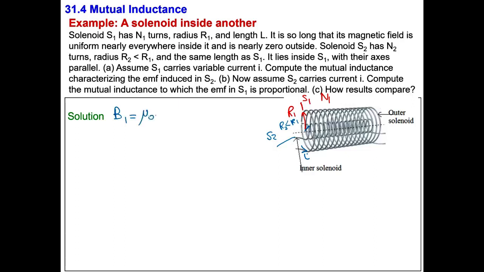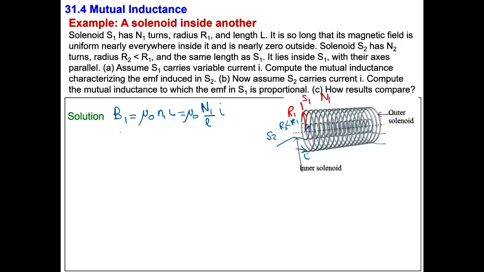It's mu0 N1 I, and let's use I. So this is mu0 N1 divided by L times I. This is the magnetic field that is caused by this current flowing. So it's all uniform inside. Let's determine the flux through only one turn of this coil, S2.